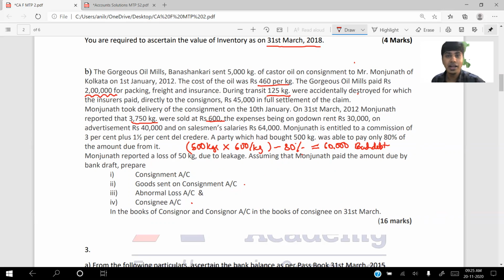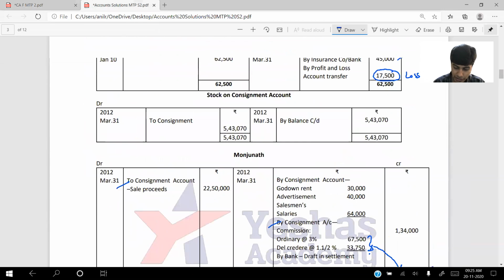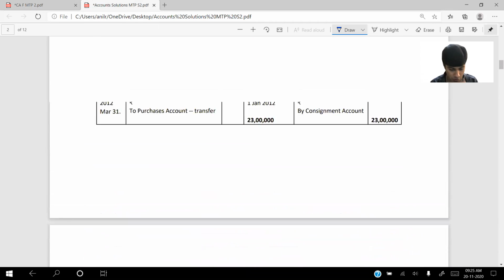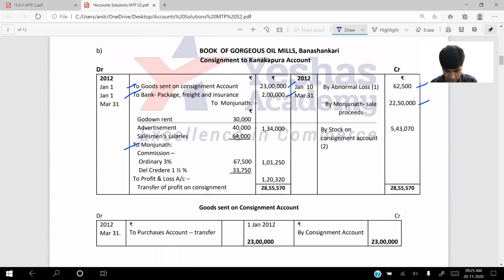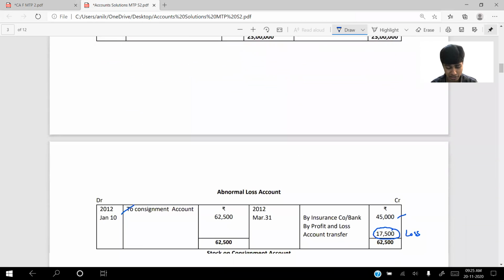60,000 is bad debt, and this bad debt entry will be made only in the consignee's books. Have a look. In this entire statement, there is no mention of 60,000. Why? It is not the consignor's expense. He doesn't bear it. Will the consignor bear it? No.